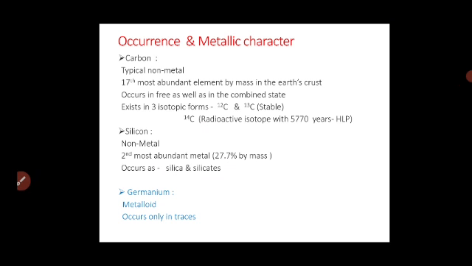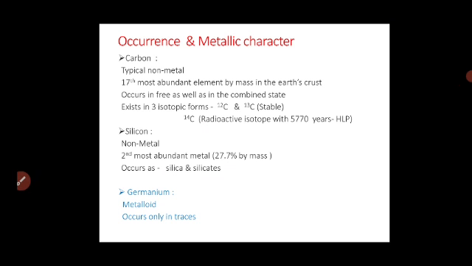Out of that, carbon is a typical non-metal and its abundance is very high in the Earth's crust. It occurs in elemental form as well as in combined form, that is in free form as well as in combined form. In free form, it occurs as diamond and graphite, and in combined form, it occurs as carbonates, bicarbonates, etc.